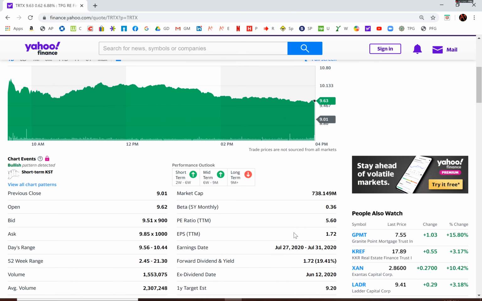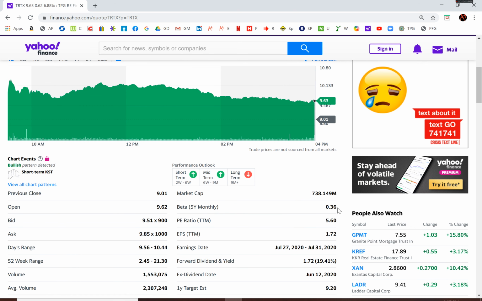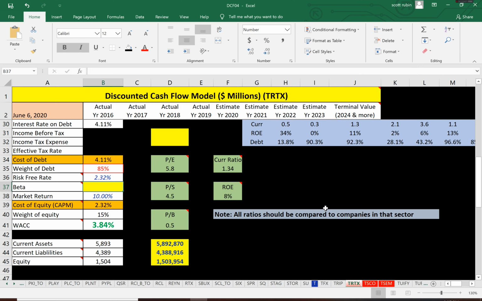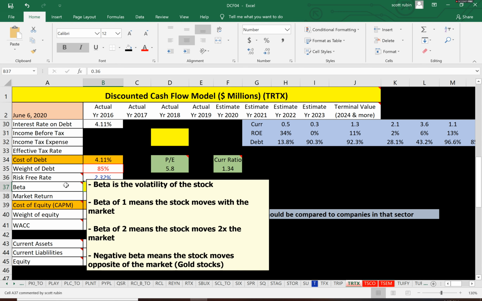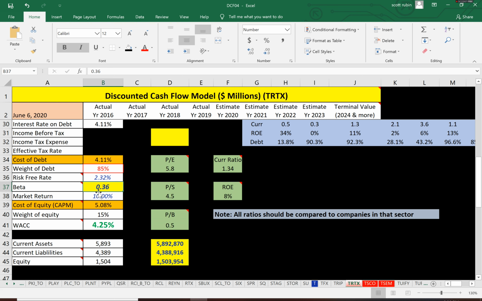Now we need to figure out the cost of equity. And look how low the beta is. That's really surprising, so much debt. So 0.36 beta. So beta is the volatility of the stock. So a beta of 1 means the stock moves with the market. In this case, they have a beta of 0.36. So every time the market goes up $100, this stock goes up $36, or 36% of the market increase.